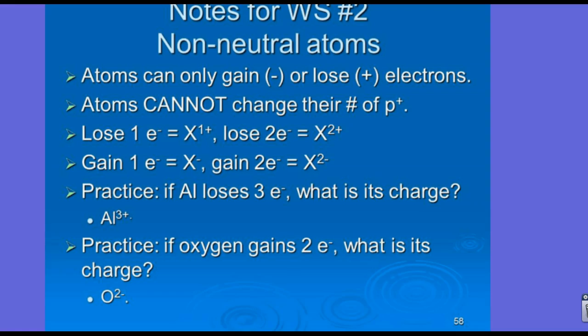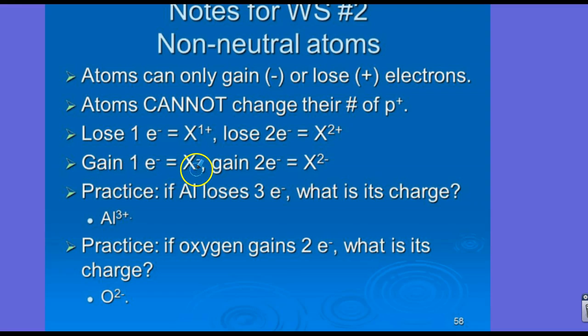So non-neutral atoms, we're skipping around here to a new topic. These are atoms that have a charge, and the only way an atom can form a charge is by gaining electrons or losing electrons. If you gain electrons, you become negative. If you lose electrons, you become positive. Atoms cannot change the number of protons, or it would change what type of atom they are. If you lose 1 electron, you become a 1+. If you lose 2 electrons, you become a 2+. And you write that as a superscript on the right side of the element symbol.